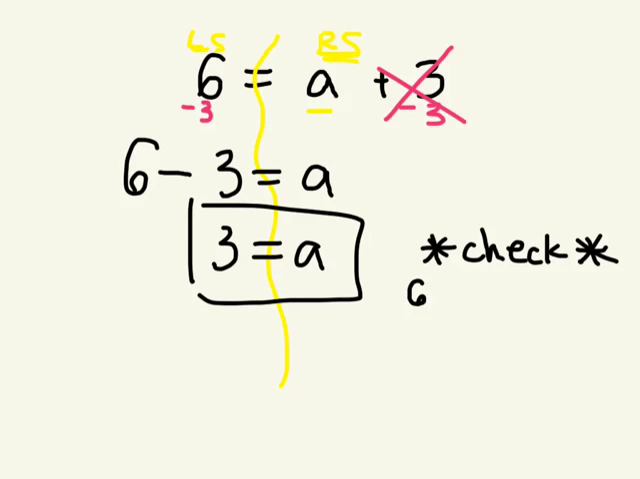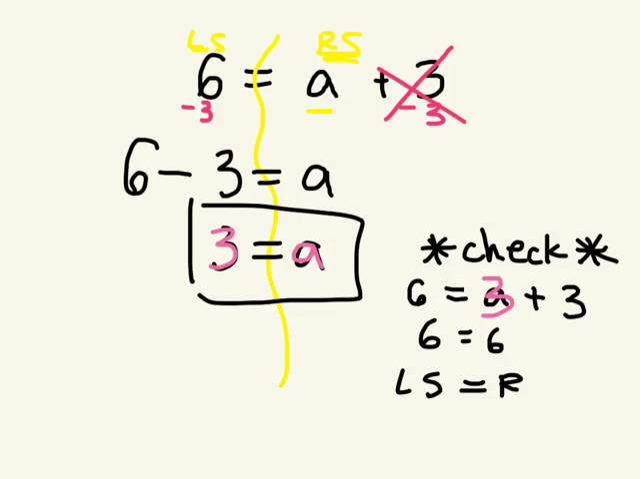Confirm. We write the original equation, which was 6 equals A plus 3. And according to my answer, I said that A is 3. So let's see. Replace A with the 3. What's 3 plus 3? 6. Right. So 6 equals 6. If the left side is equal to the right side, then you know your answer has to be correct.